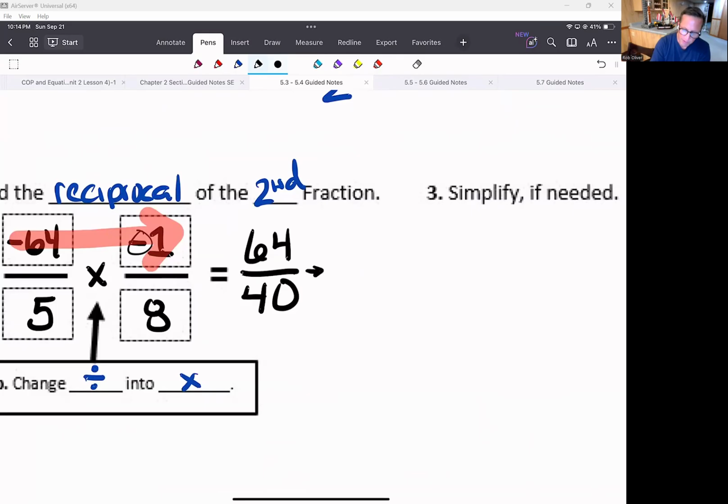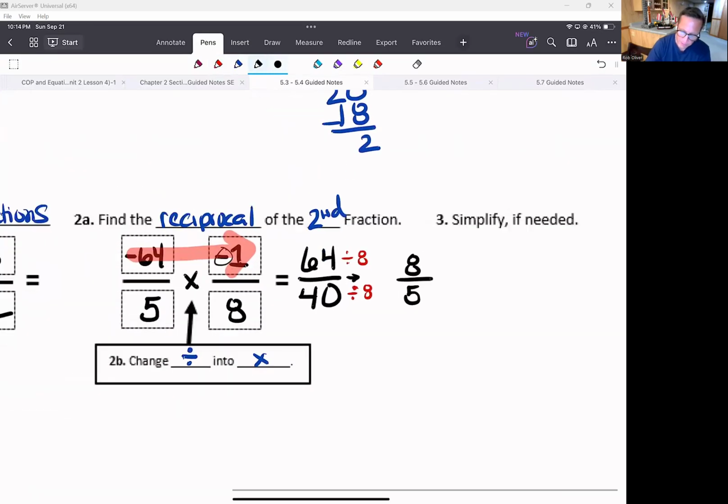And then we could simplify this, or we could change to a mixed number too, and then simplify it. I'm going to just simplify it first. Why not? We can divide by 8. I probably should have cross-canceled, but I didn't. All right, so divide by 8, and you get 8 fifths. All right, and then 8 fifths is really 1 3/5 when you change it into improper.